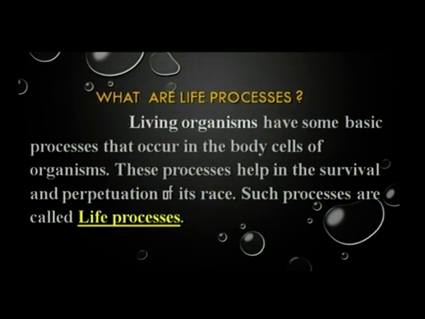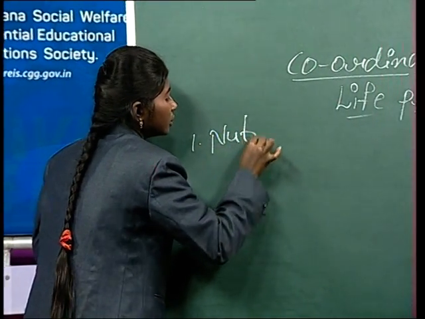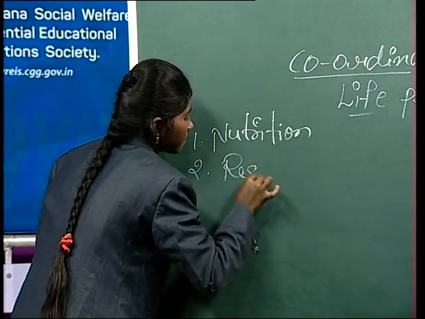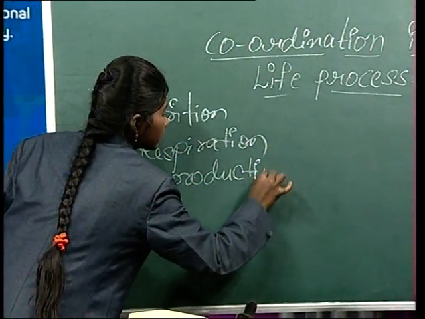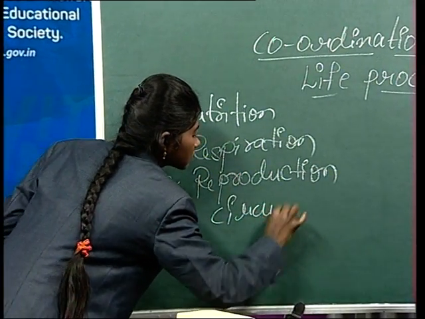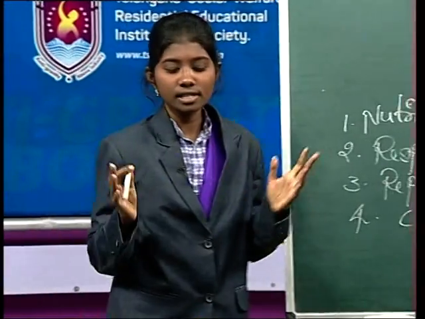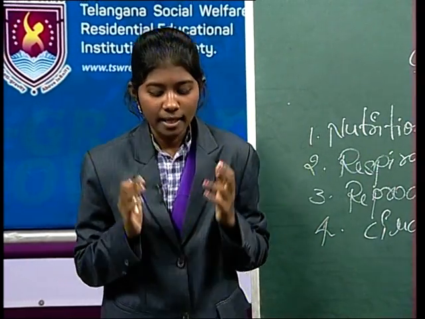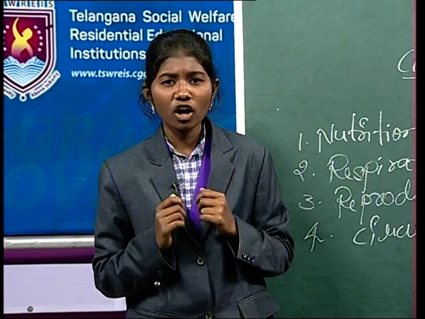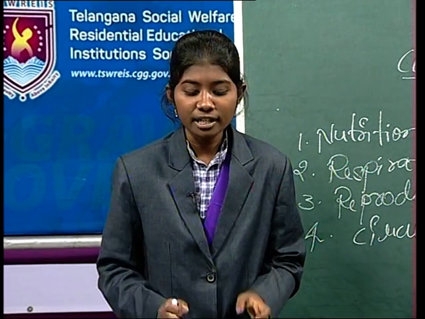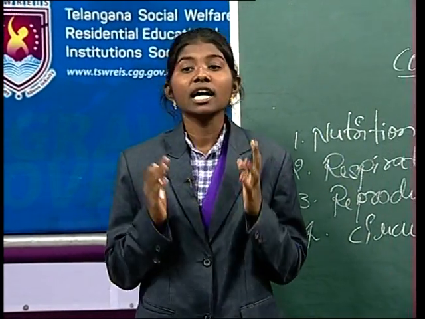So what are the life processes you have studied in the previous lessons? They are nutrition, respiration, reproduction, circulatory system and muscle system. Out of these processes, which help in the survival of the organisms? They are nutrition, respiration, circulation and excretion that help in the survival of the organisms. Then what about coordination? Coordination helps in the perpetuation, which is nothing but continuation of its race.